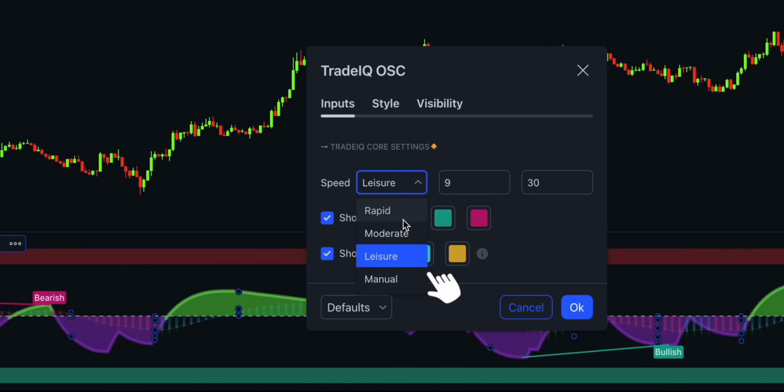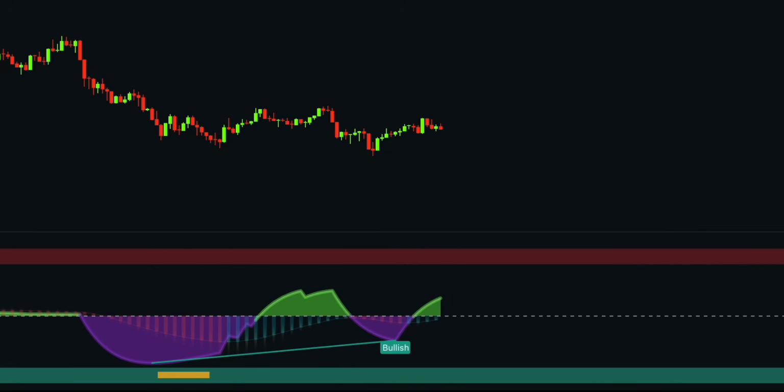In short time frames like 1, 5, and 15 minutes, I recommend setting the oscillator speed as leisure to avoid fake signals. Here's my personal strategy with auto divergences.